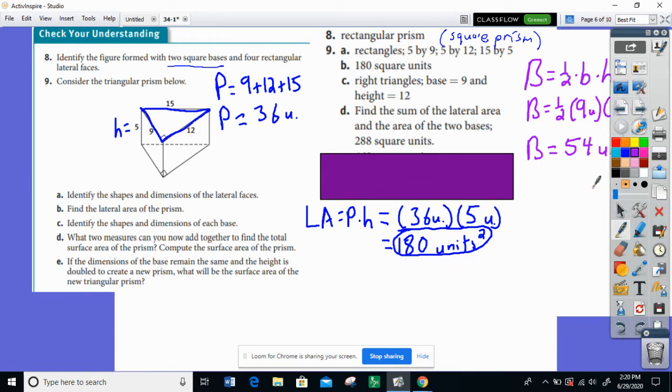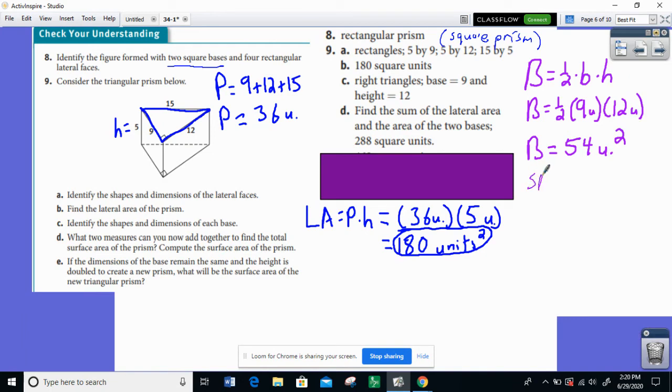Well, let's break down how they got that. Total surface area is going to be the lateral surface area plus 2 times the area of the base. So the total surface area is going to be the lateral area we got of 180 units squared plus 2 times the area of the base, 54 units squared, and 180 units plus 108 square units is 288 square units.